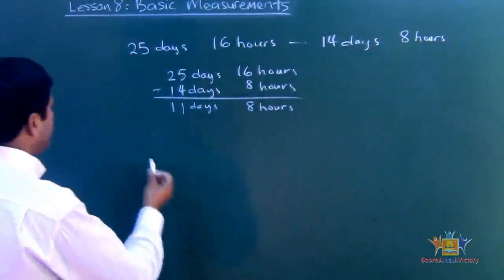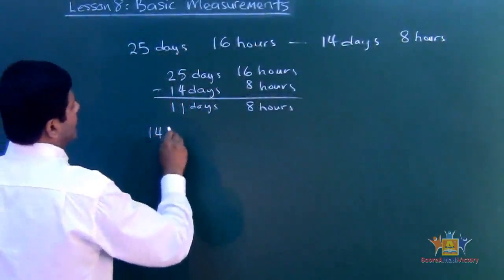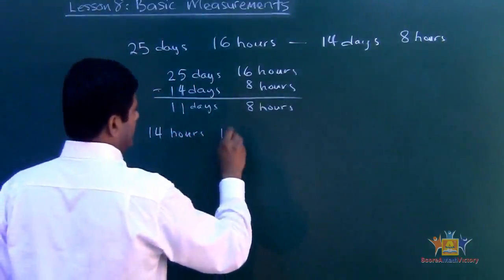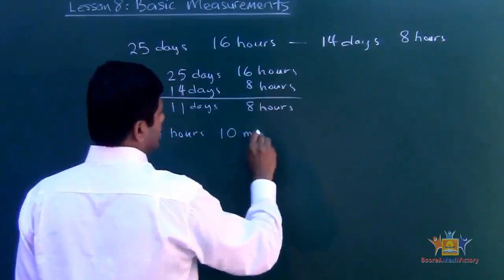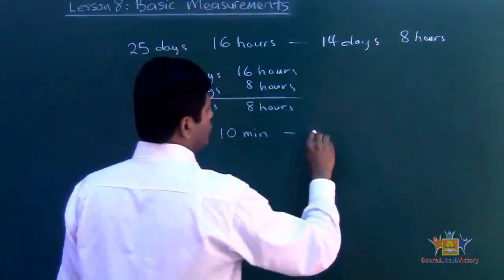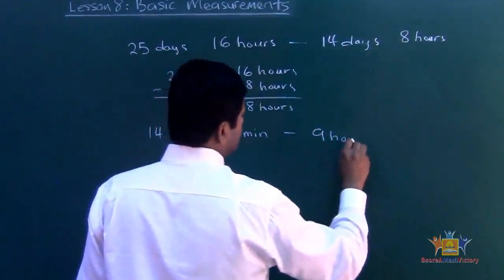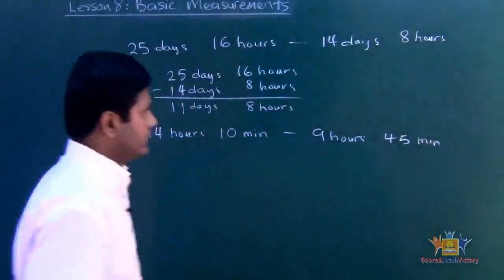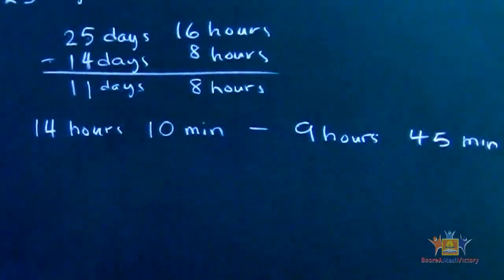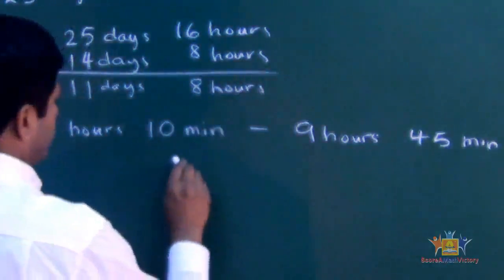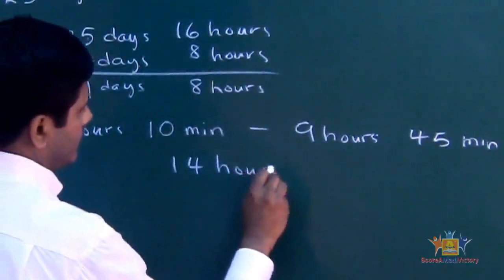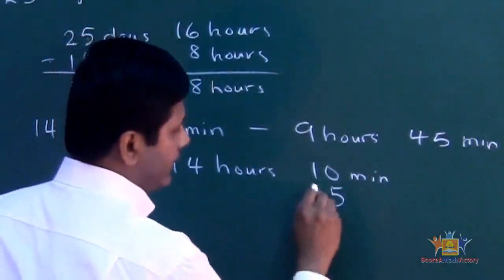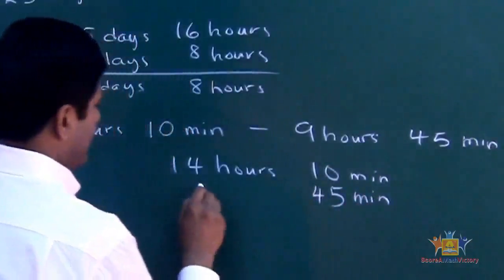Let's say, for example, I were to give you 14 hours and 10 minutes, and I'm subtracting that with 9 hours and 45 minutes. Now look at that. What am I going to do? Again, line them up. I'm going to take this one first. So 14 hours and 10 minutes. And then I'm going to take this one. I'm going to put the 45 right there, minutes, and then 9 right here, hours.